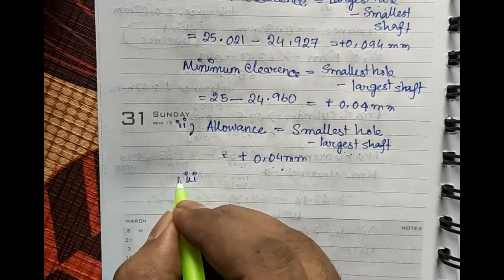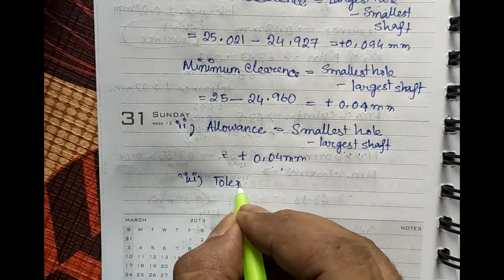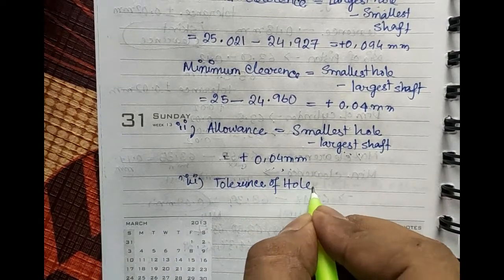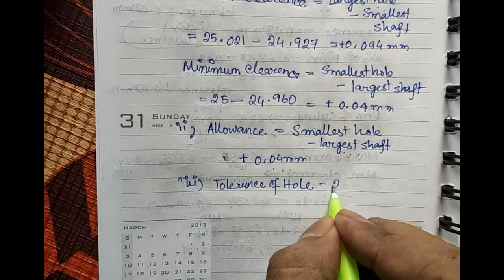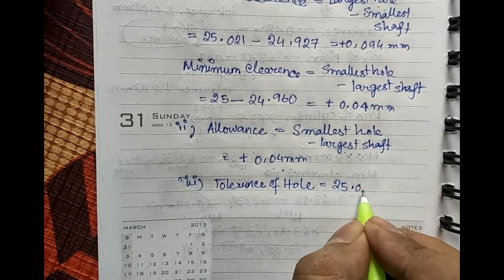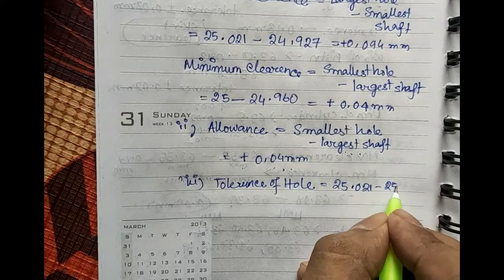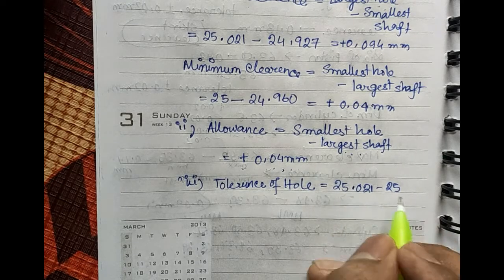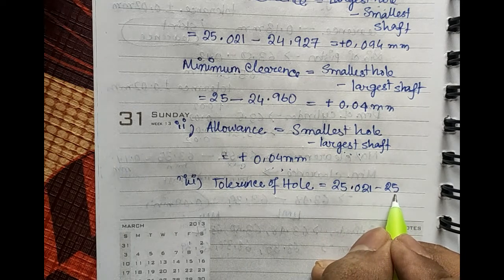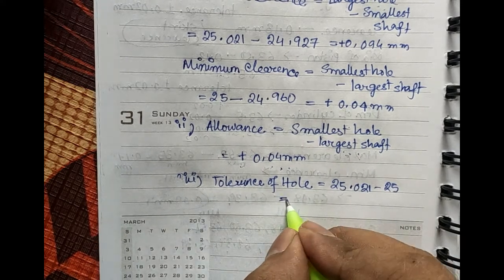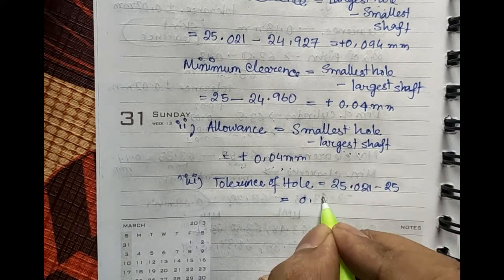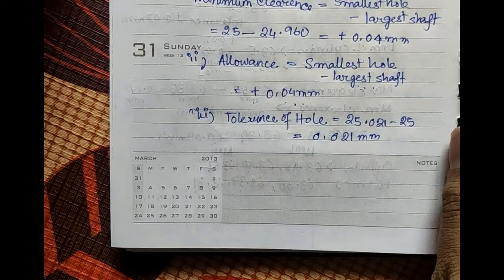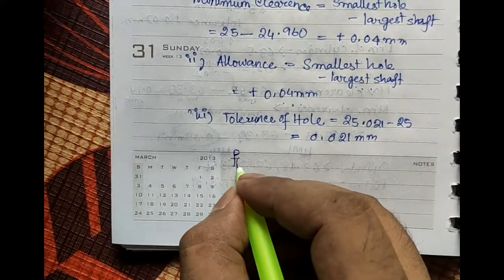So number 3, tolerance on hole, that is equal to 25.021 minus 25. 25.021 means the larger limit of the hole minus the smaller limit of the hole. So the answer will be 0.021 mm.